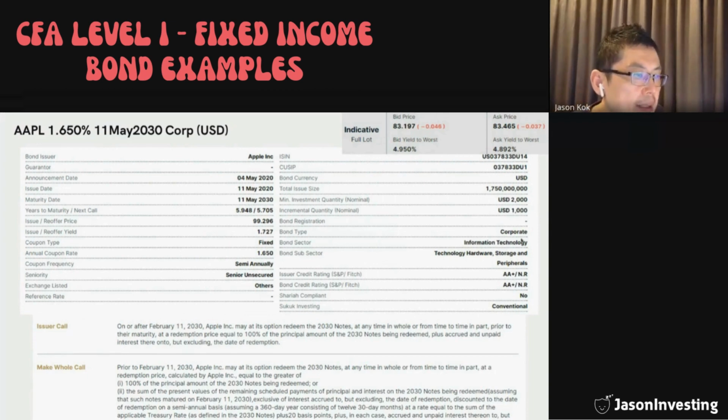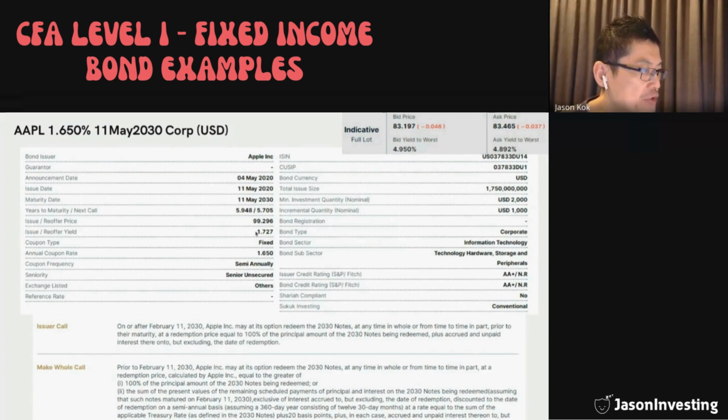So this is a corporate bond type. This is an AA plus bond rating, which means that this is a high-grade bond. And on the top, it's showing you the current bond price.